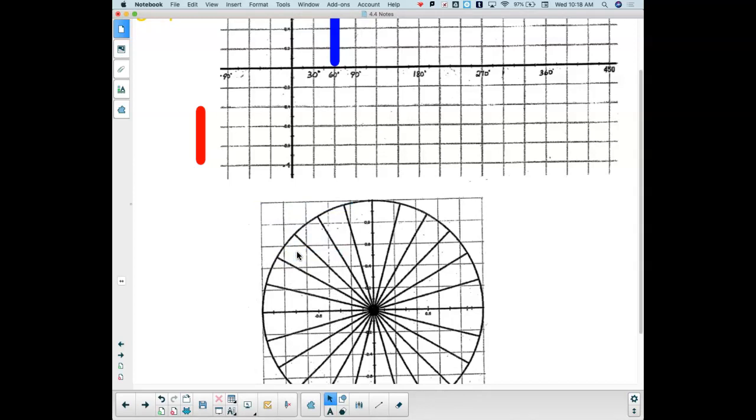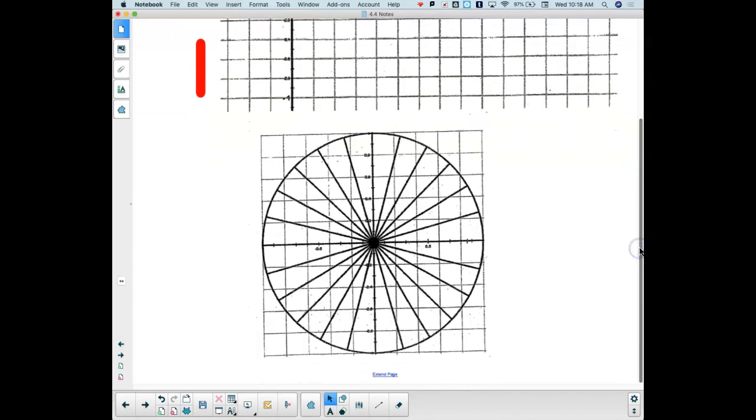And then you're going to work it all the way around your circle. Now, what happens if we go below the x-axis? Then we're going negative on the graph too. Yep. Okay, so we're going to go below the x-axis on that. So work out the entire sine graph.